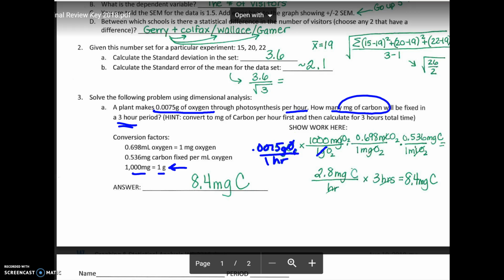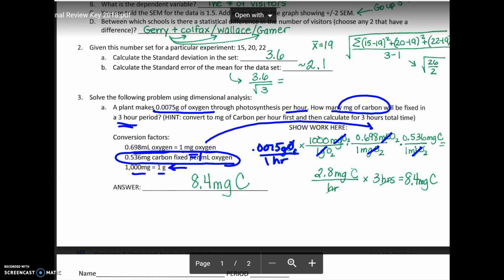If I stop here, I would be in milligrams of oxygen per hour. Now, I'm going to convert from milligrams of oxygen to milliliters of oxygen. So that was my second step. Again, I set it up so that my milligrams of oxygen would cancel. And this one, it's written in a little confusing way, but it's basically that 0.536 milligrams of carbon equals 1 milliliter of oxygen. And so here, milliliters of oxygen will cancel.